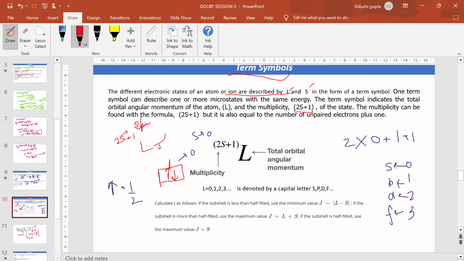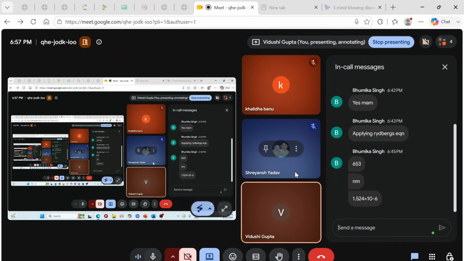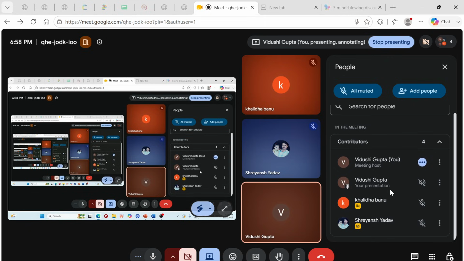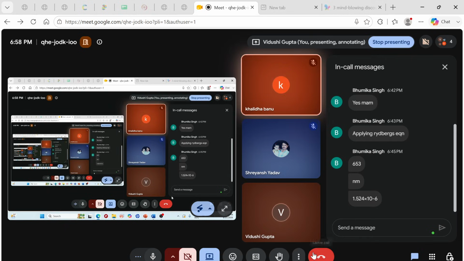Is this clear up to this? Sriyansh Yadav, Khalida Banu, is this clear? Yes, ma'am. Okay.